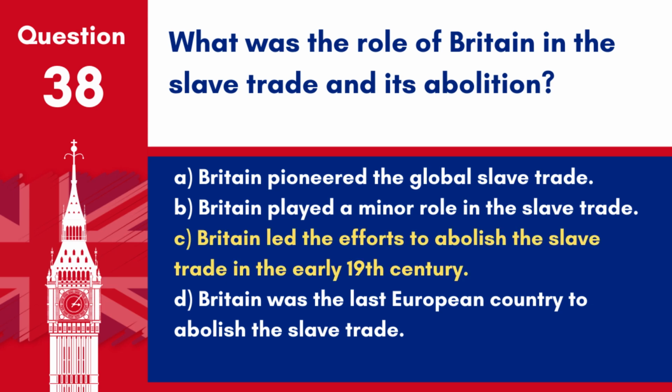Answer: C. Britain led the efforts to abolish the slave trade in the early 19th century. Britain, initially a major participant in the slave trade, became a leader in the abolition movement, culminating in the Slave Trade Act of 1807, which made the trade illegal throughout the British Empire.